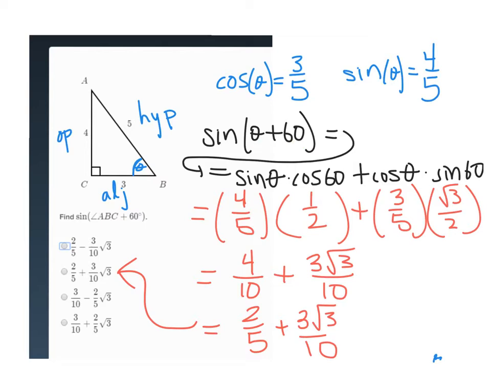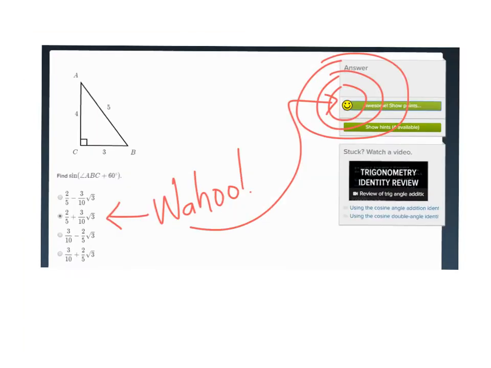Sine of the angle plus 60 degrees, so here's our addition identity. Sine of the angle times cos 60 plus cos of the angle times sine of 60. So sine of theta we know is 4/5. Cosine of 60, we use our unit circle skills, we know that's 1/2. Cosine of the angle is 3/5. And sine of 60 degrees, we use our unit circle skills and get √3/2. Multiply: 4/10, and 3√3/10, and then 4/10 simplifies to 2/5, and voila! Cool.